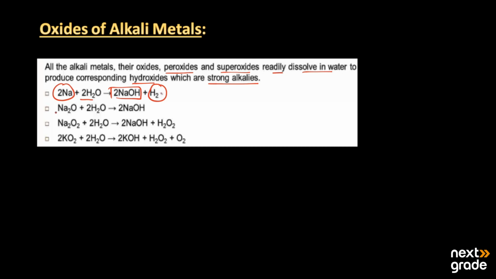We have this oxide, which is sodium oxide. It reacts with the water and produces sodium hydroxide. Then sodium peroxide also produces sodium hydroxide. We have potassium superoxide, which produces potassium hydroxide. All these produce their corresponding hydroxides, as these oxides are strongly basic or alkaline in nature.